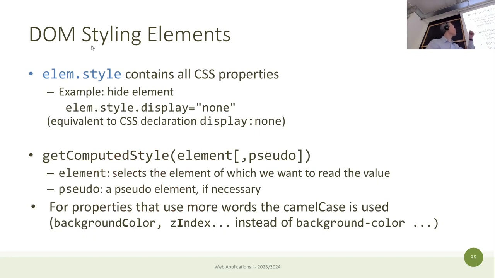Style is another special property. It's the attribute that we were using before. It's basically the way in which you can define inline CSS. Again, this style contains all CSS properties. You can even get the computed style, but there are details, I think.